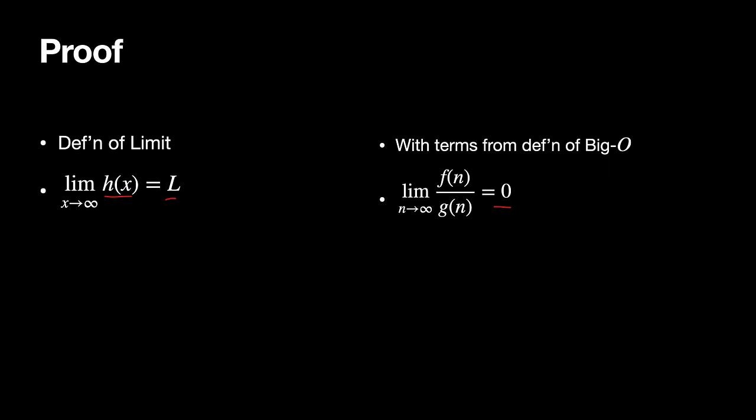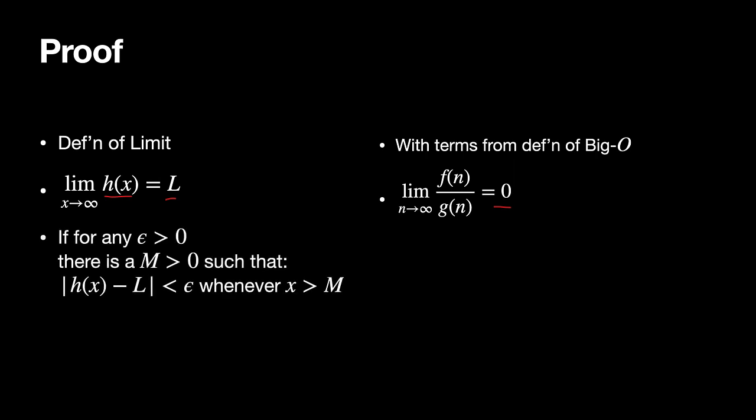So again, all we've done is we've picked a specific limit, and we've changed our variable, and we've changed our function. So continuing on, let's look at the other components of the definition of a limit. It says for any epsilon greater than 0, there's an m greater than 0 such that the distance from L is less than epsilon whenever x is greater than m.